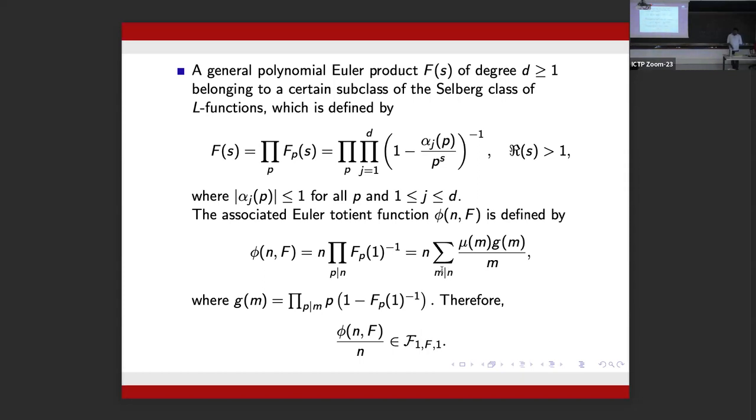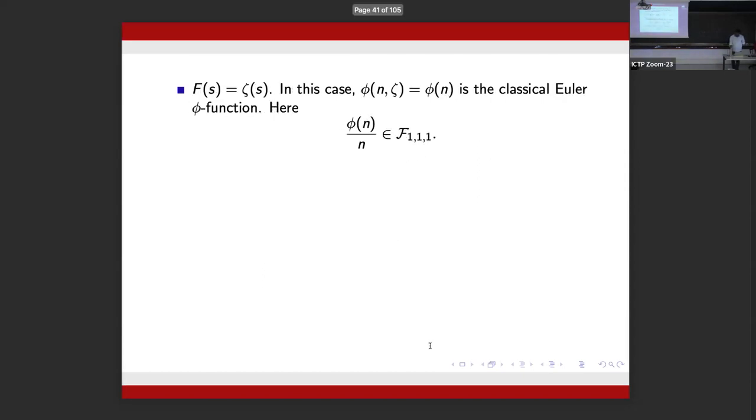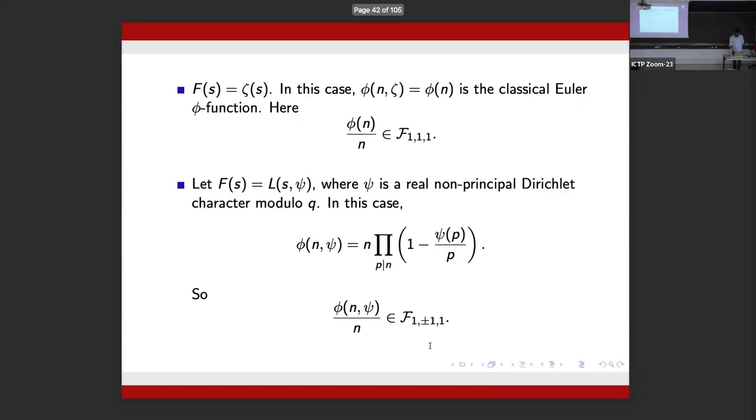Again, this is a class. This is also a kind of subclass of this whole class. The special case is the Euler totient function phi(n). If you fix this class as zeta, the degree one L-function zeta(s), then phi(n, zeta) is actually phi(n), the classical Euler phi function. So this belongs to the F_{1,1} subclass.